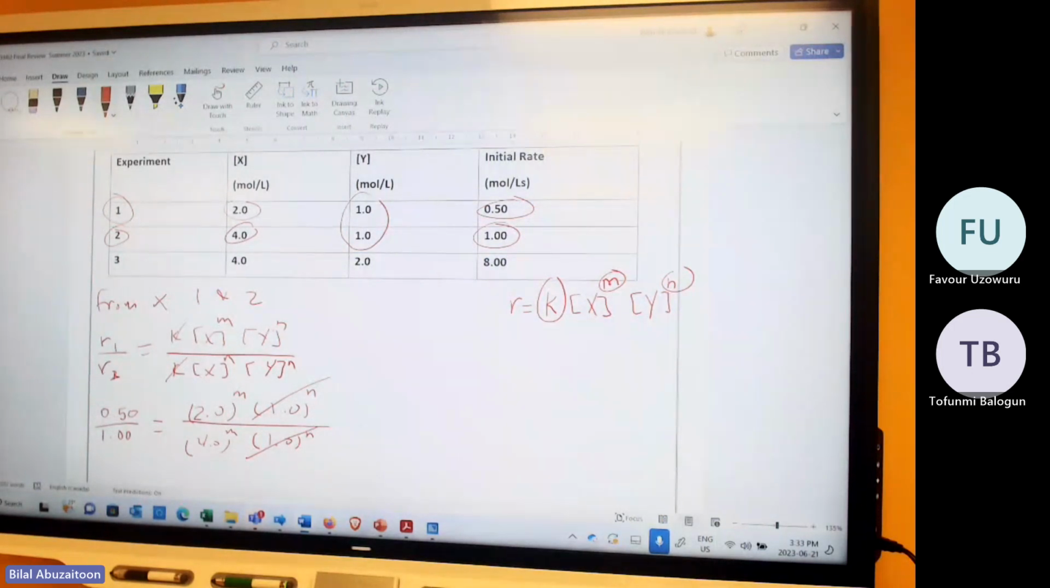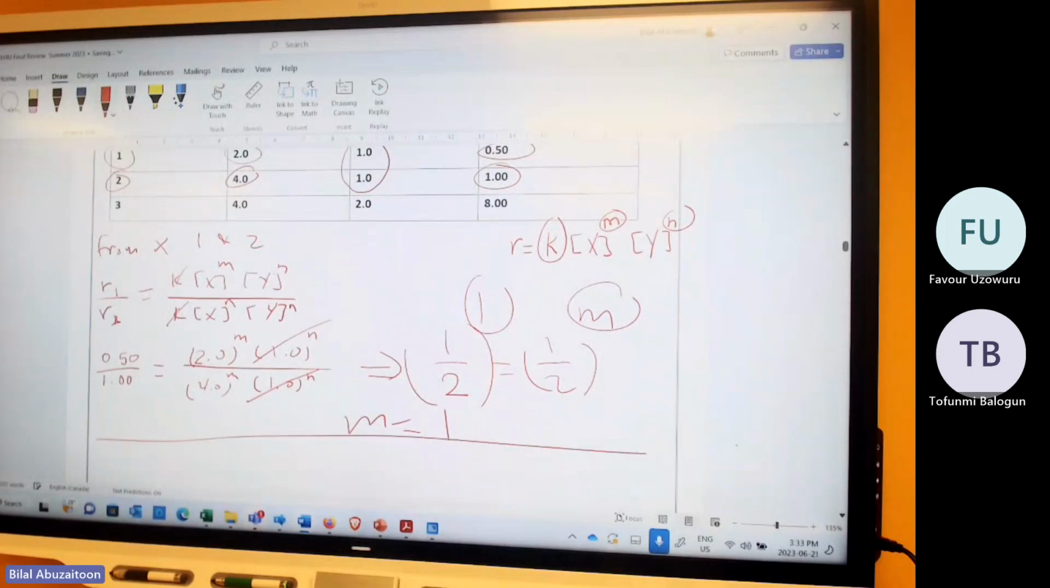Please pay attention to this. Half over 1 is half, right? 1 over 2. Yes? I see some faces. What's wrong? Half over 1 is half, 1 over 2, equals 2 over 4, so 1/2 to the power of what? Of m. So that means m equals what? 1, right? So m equals 1.